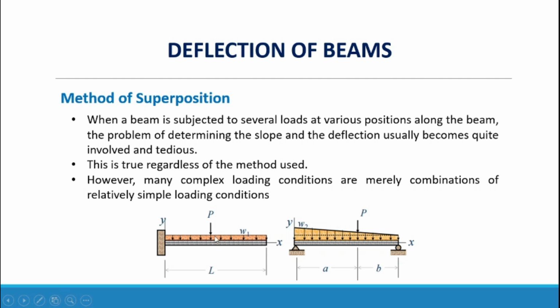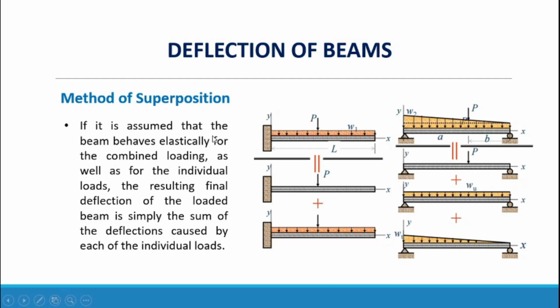So in the first diagram, we have a concentrated load at a certain point with a span L, and it is a cantilever beam. And another beam, which is a simply supported beam, has a combination of a uniform load and a triangular load with a concentrated load at point A, or a distance a. If it is assumed that the beam behaves elastically for the combined loading as well as for the individual loads, the resulting final deflection of the loaded beam is simply the sum of the deflections caused by each of the individual loads.